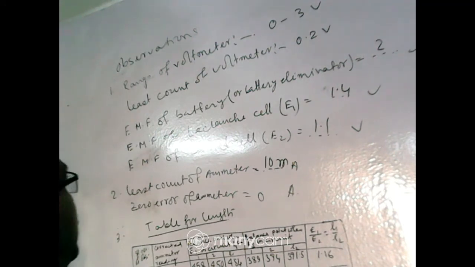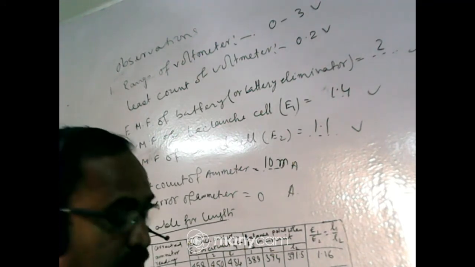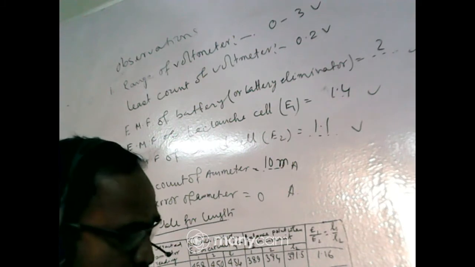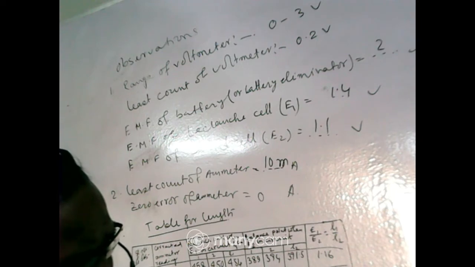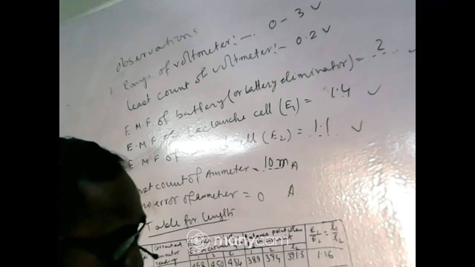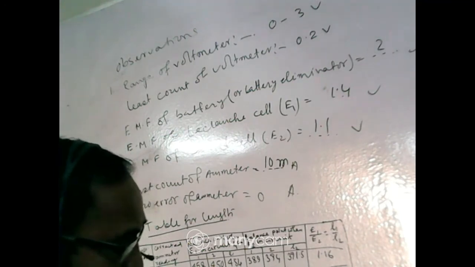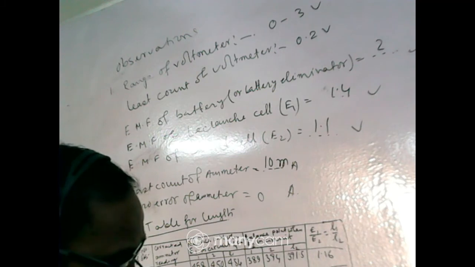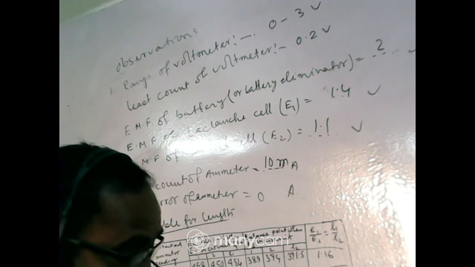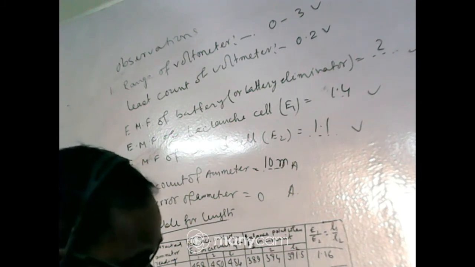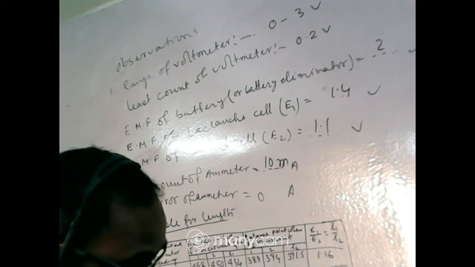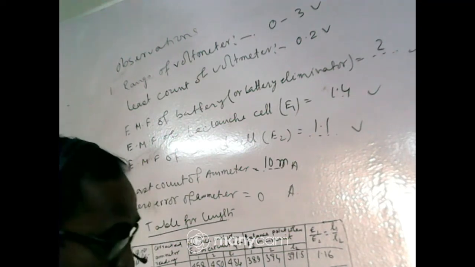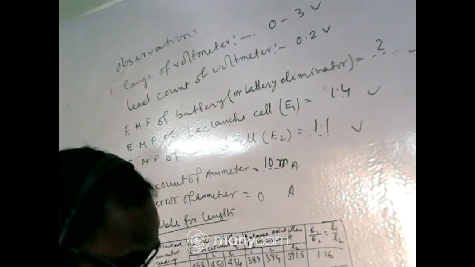Next is the EMF of the Leclanche cell. You know from your books, the Leclanche cell and dry cell. In your books you see it, or in class 7-8 you also know it. In your books, the dry cell EMF is equal to 1.45 volt. You know it. And the Leclanche cell 1.4 volt and the Daniell cell 1.1 volt.